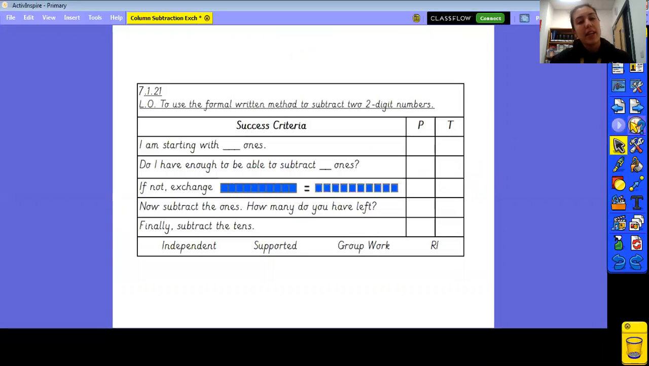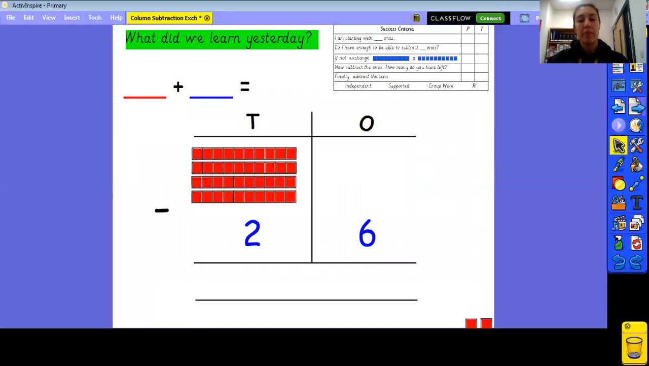So now we're going to start the actual maths lesson. And we're carrying on with what we did yesterday, which is all about using the formal written method to subtract two two-digit numbers. So I've got a question here, and I'd like you to pause the video here and have a go at working out the answer to this question based on what we learned yesterday. When you finish that, you can play the video and then we will go together and you can check if you got the right answer.